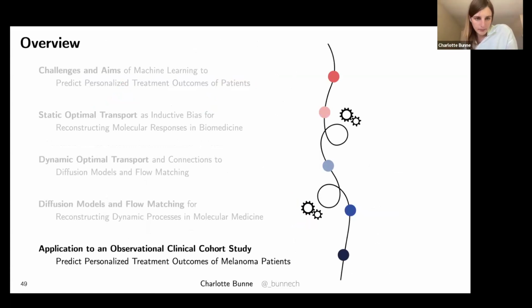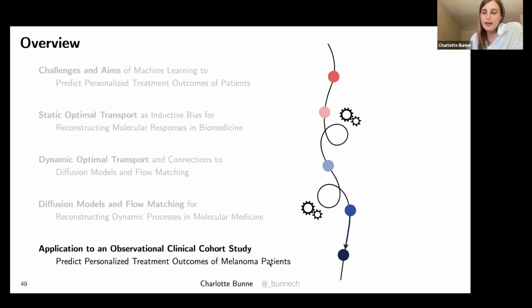I'm going to show you that this is actually a very active component of a current observational clinical cohort study, so that these inductive biases we are using in the static OT part and these really powerful connections we have to diffusion models and flow matching models actually matter in predicting very accurately personalized treatment outcomes of melanoma patients.